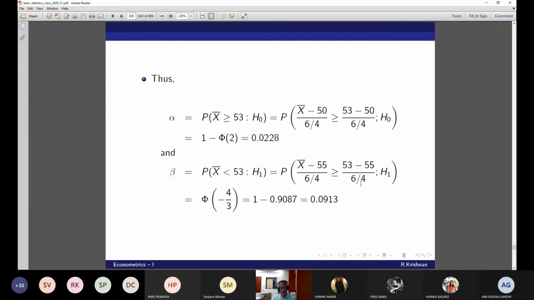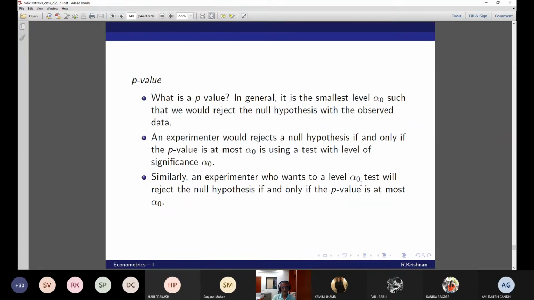So this is the probability of less than 53 under the null, but it's 0.0913. So next, what is it now?